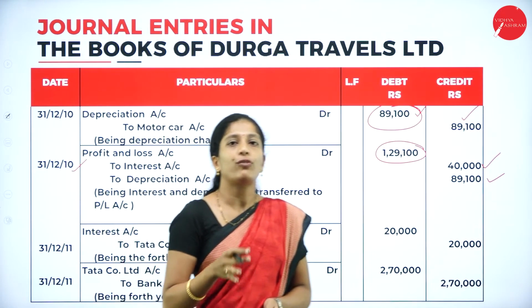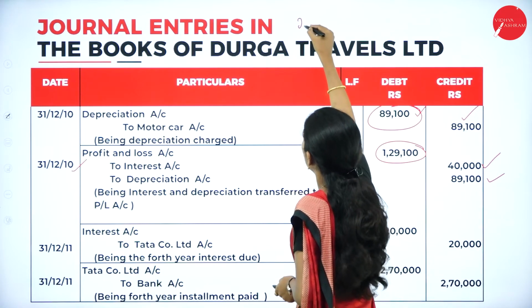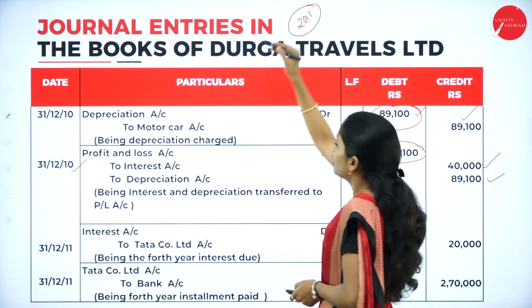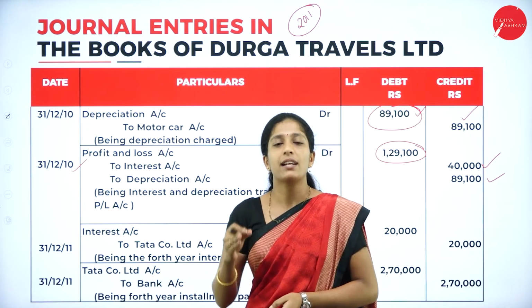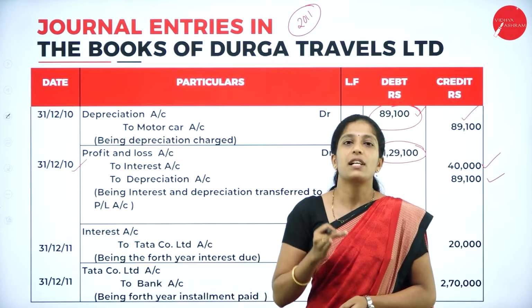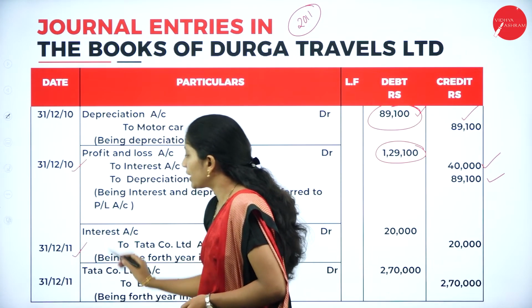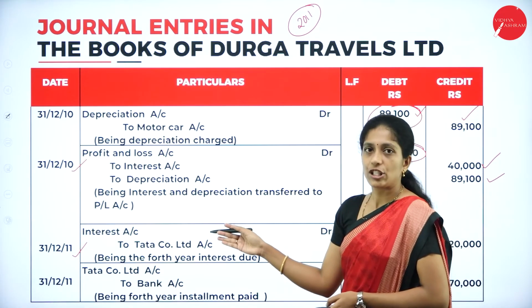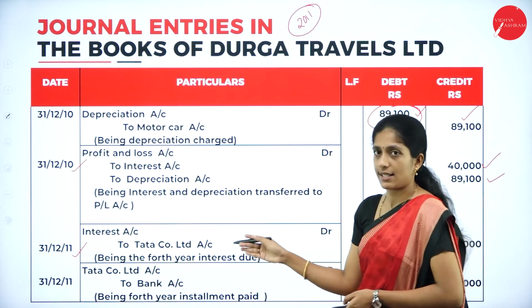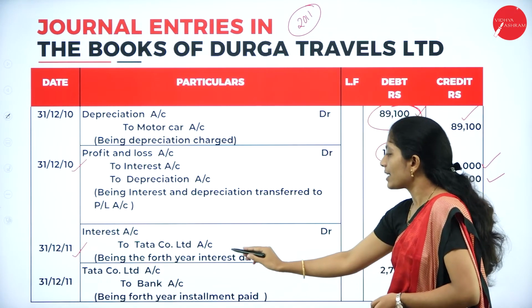In the same way for fourth year, so here there are 4 installments. Your fourth year will be 2011. So at the end of the year, interest due, installment paid, depreciation charge, transfer interest and depreciation to profit and loss account. Now fourth year at the end, that is 31st/12/2011, interest due, interest account debit to hire seller, that is Tata Company Limited account, being fourth year interest due.